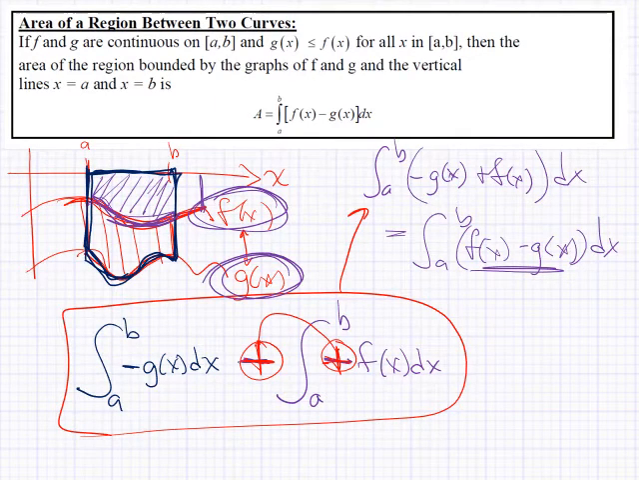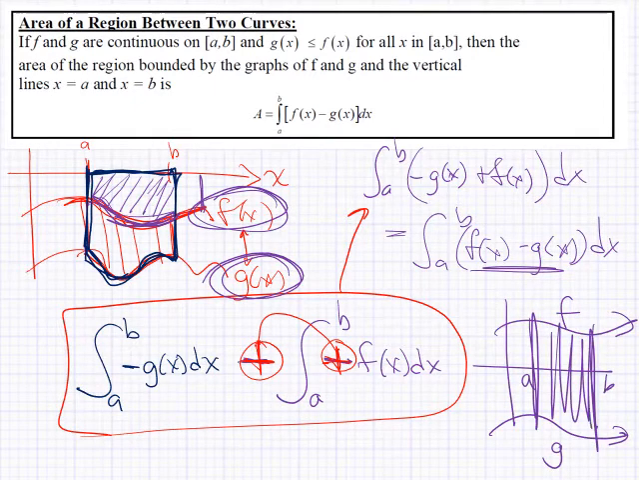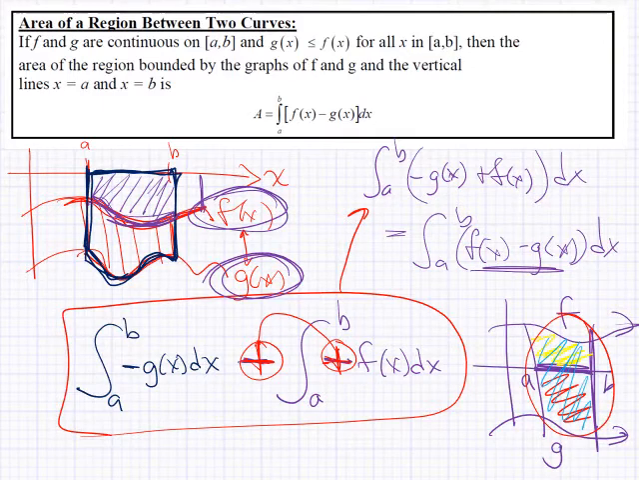Okay. I could give you one more scenario. I could say, all right, let's look at f of x being on top, g of x being on bottom. Here's g, here's f. One happens to be above the x-axis, one happens to be below the x-axis. Here's a to b, and I want to find this big area here. Well, same thing's going to happen, right? I could find this area. I could find this area. And if I add those two areas together, that would give me the total area I'm looking for.